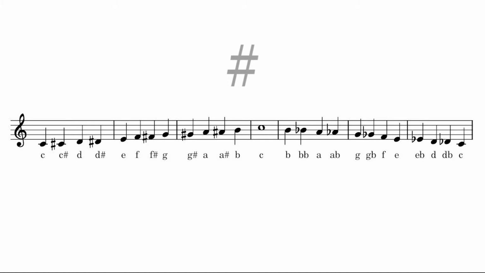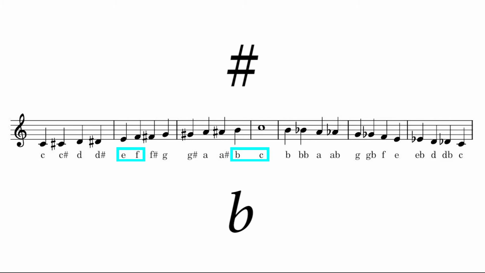The hashtag, called sharp, raises a note by 100 cents, also called a halftone. The flat sign, that's the letter B in front of a note, lowers it by a halftone. And here is the first thing to remember, since it will be very important from now on. Observe how there is no tone between the notes E F and B C.